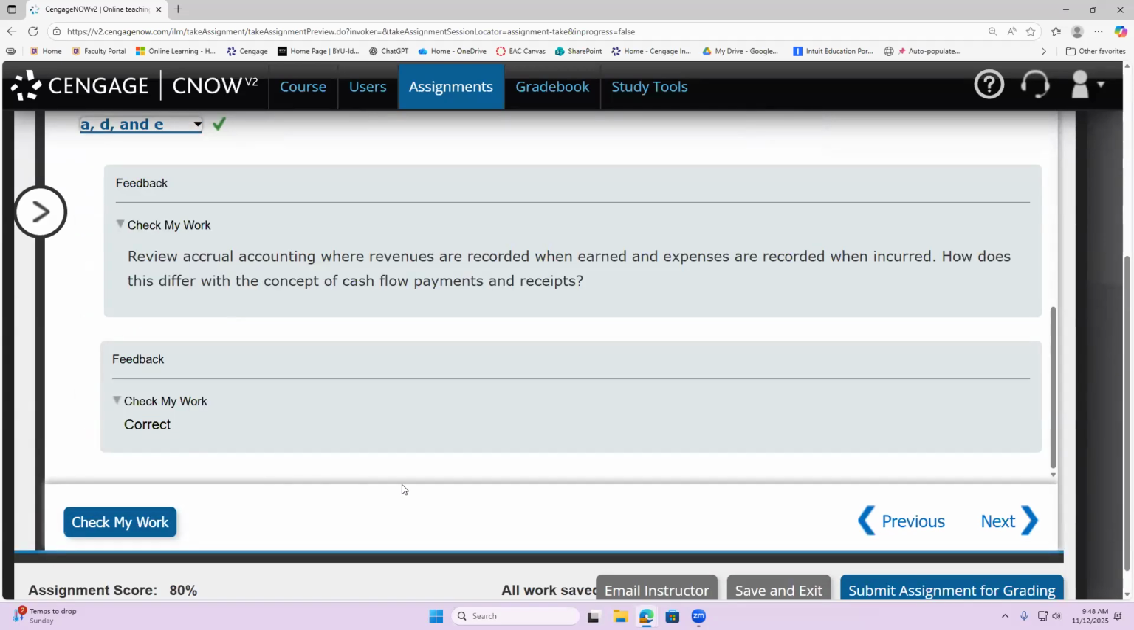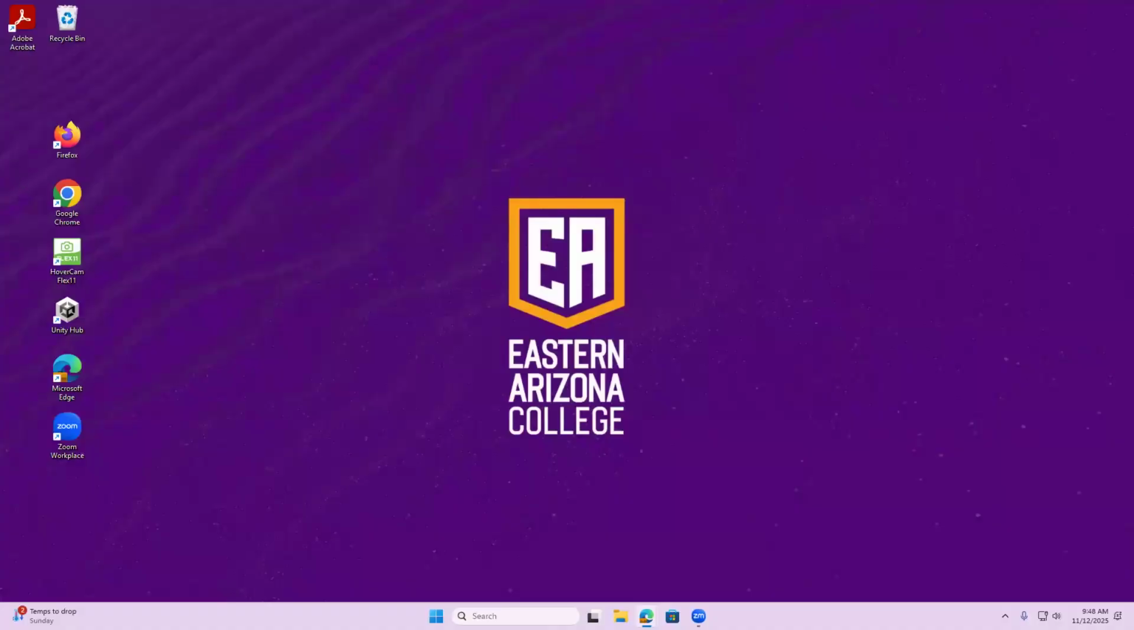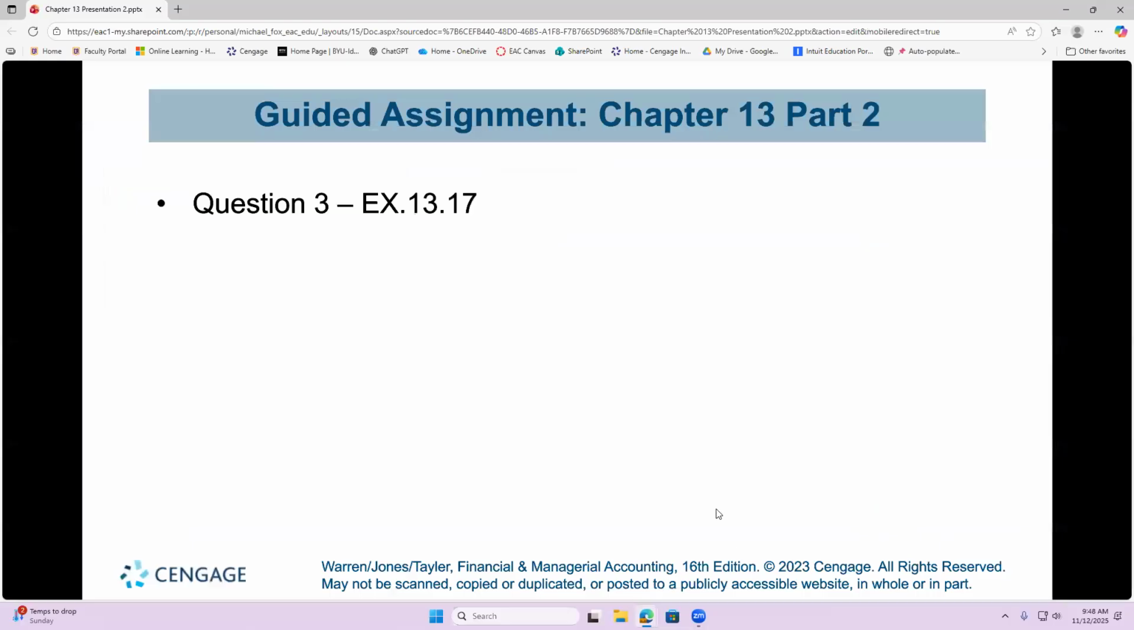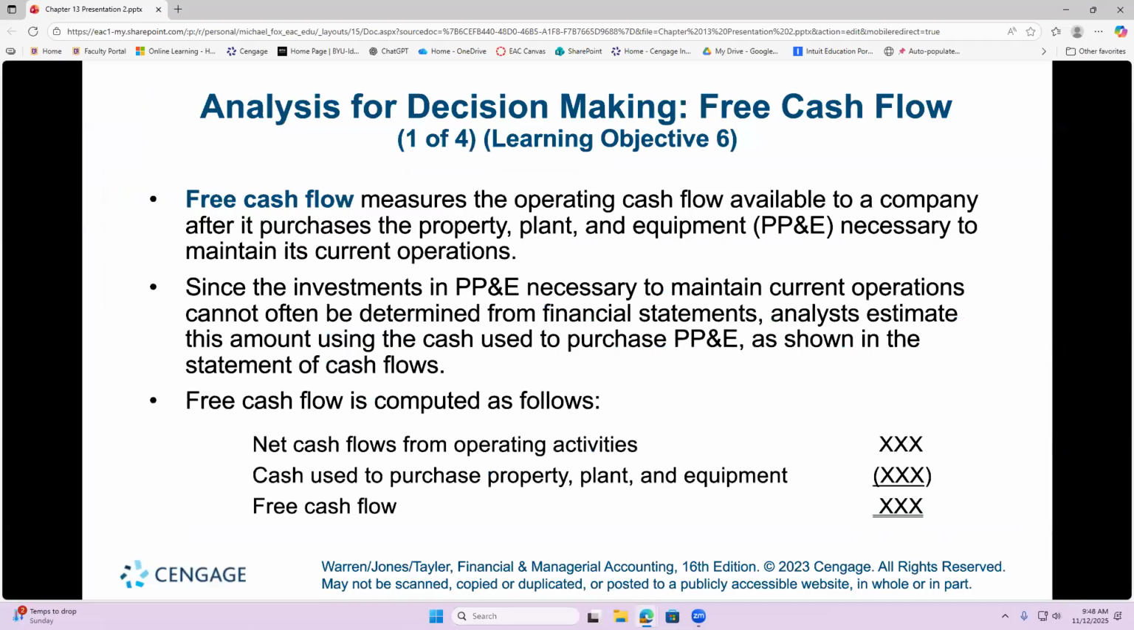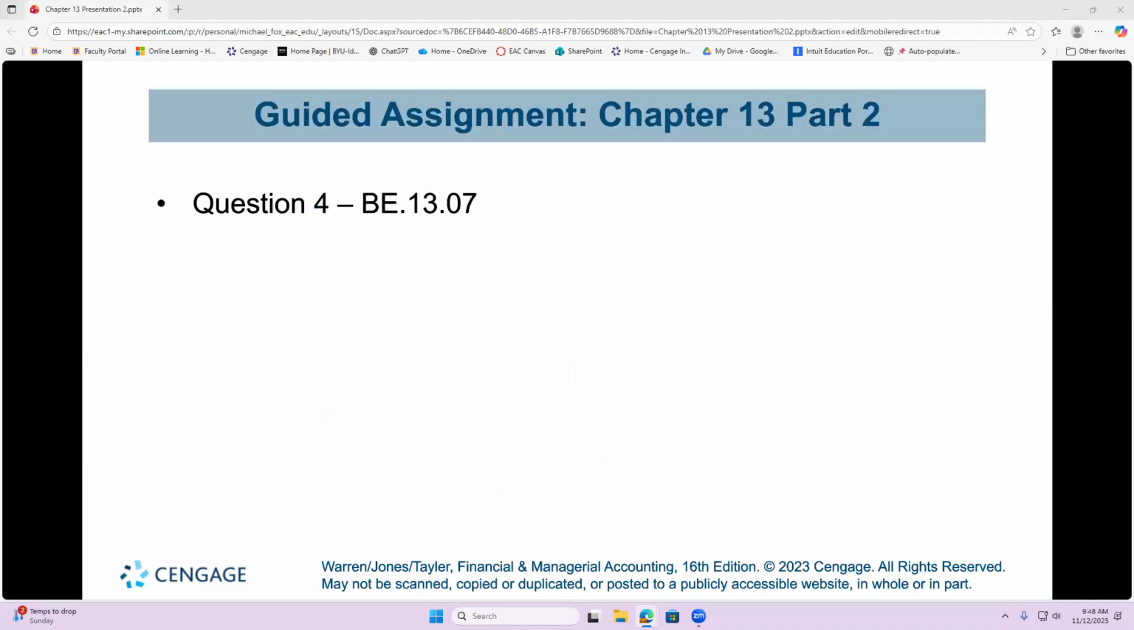All right, one last thing in the final couple minutes. We have one new financial ratio, which is called free cash flow. Free cash flow is just our net cash from operating activities minus our cash used to purchase property, plant, and equipment gives us what's called free cash flow. And then we can also use that to create what's called the ratio of free cash flow to sales, which is just our free cash flow divided by sales. And that'll lead us to our last question.